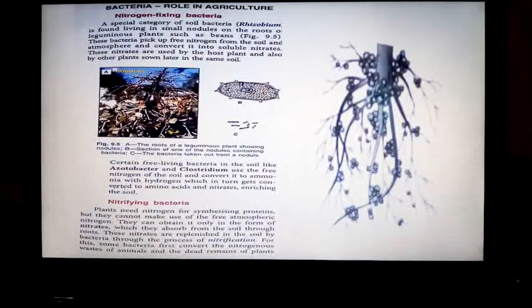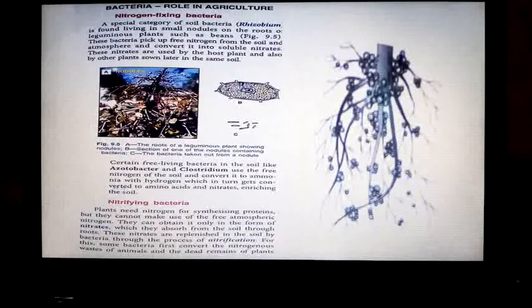For this, some bacteria first convert nitrogen waste of animals and dead remains of plants and animals into ammonia. Ammonia is then converted into ammonium compounds by a type of bacteria called ammonifying bacteria. Ammonium compounds are in turn converted into nitrites by bacteria such as Nitrosomonas, and then nitrites into nitrates by bacteria such as Nitrobacter.